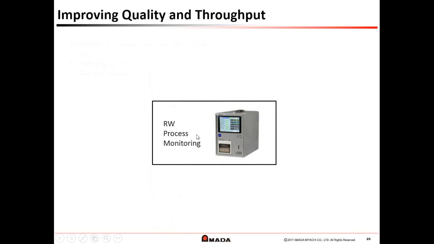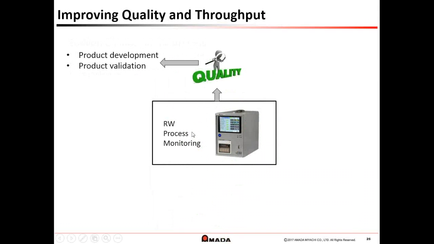So improving quality and throughput, how can we do that? Number one, we improve quality by helping guide our product development and product validation. We have our limits set into the weld monitor. This gives us a very controlled process. It provides us with data analysis.